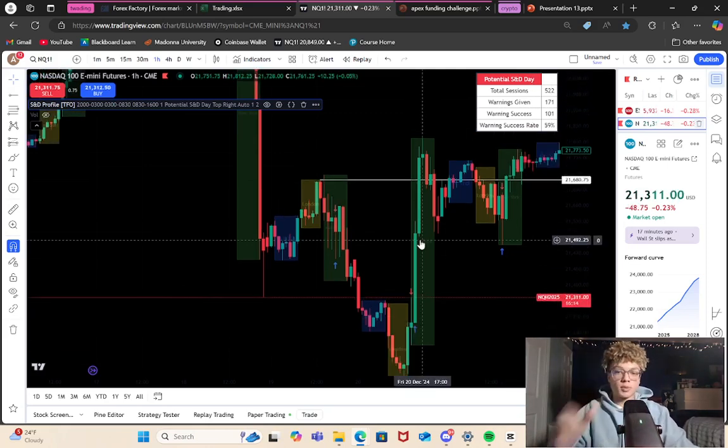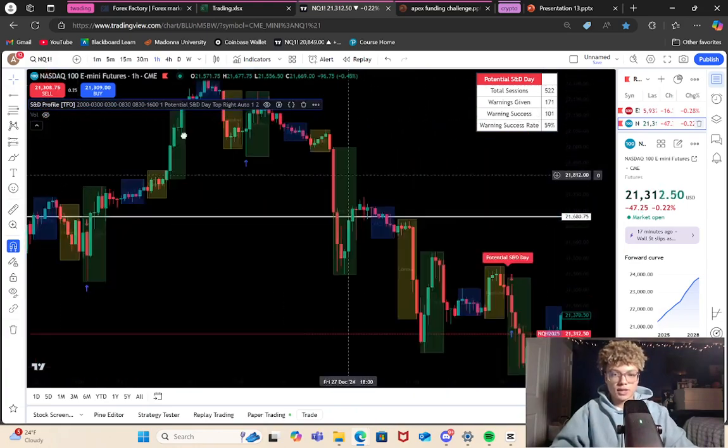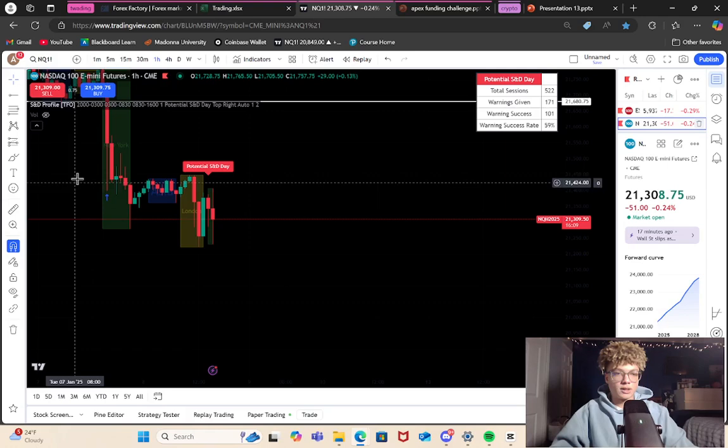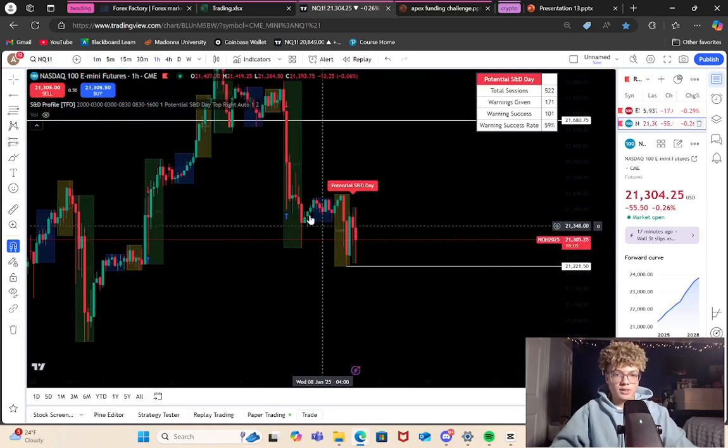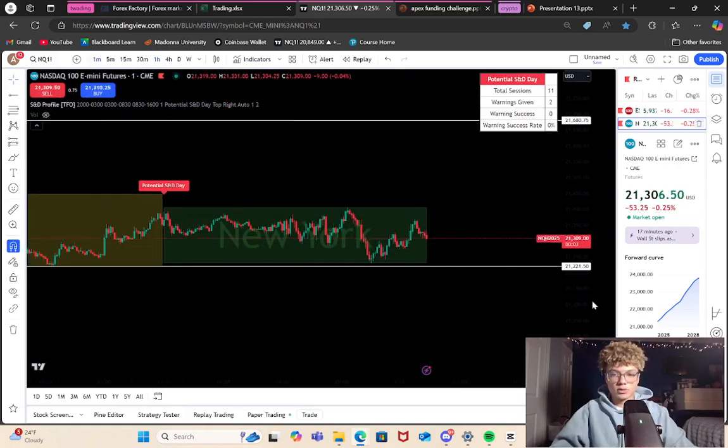So it is super important to mark these areas out before they even happen. Like here would be a great example of this live right now. So that's like a 1 minute or hourly liquidity drawdown here.